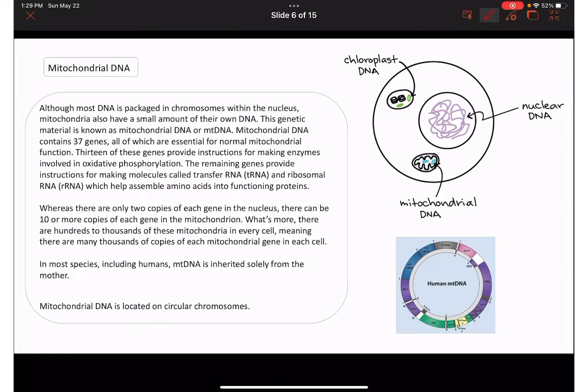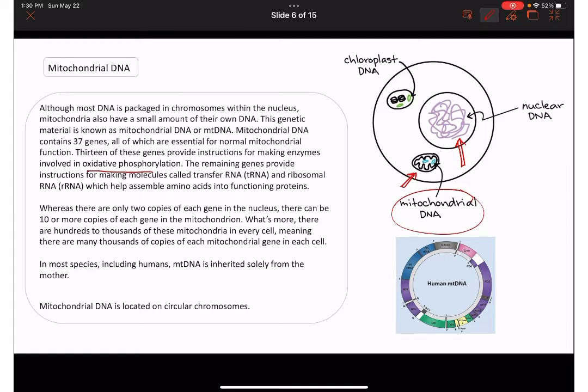And then one thing that I want to quickly point out, most of the DNA is found within chromosomes within the nucleus of the cell, but there is a small amount of DNA that is found within the mitochondria, and this is called mitochondrial DNA. And most of this DNA is going to contain genes that code for proteins that are involved in cellular respiration, for oxidative phosphorylation, for instance. So there is some DNA that's found within the mitochondria.